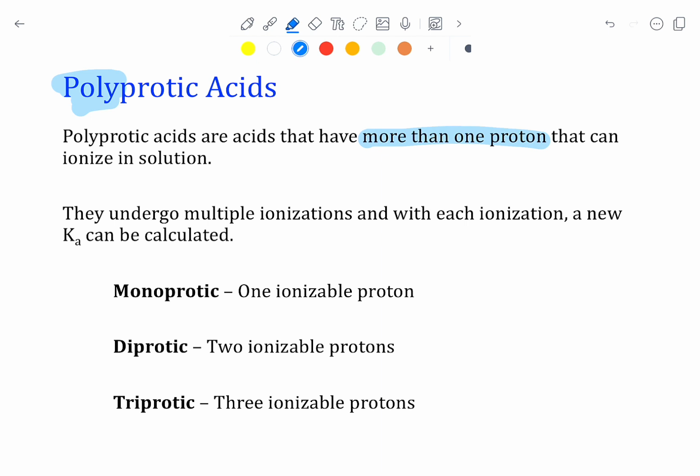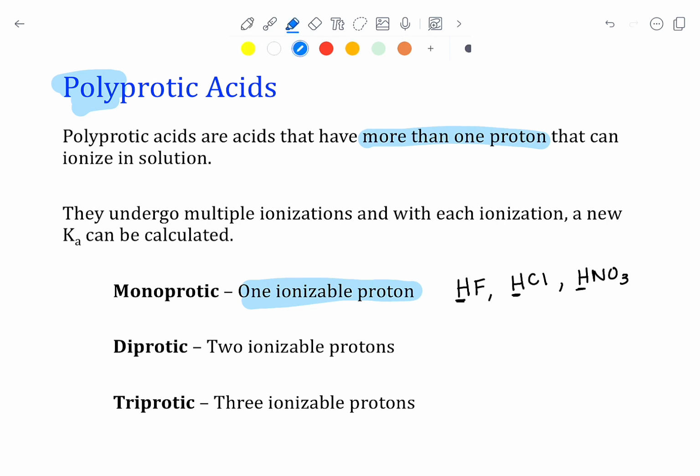So there's 3 different types of polyprotic acids that we can discuss. What we've been working with so far are monoprotic acids, meaning that they have one ionizable proton. So this is something like HF, HCl, HNO3. They only have one hydrogen that can ionize in the solution.